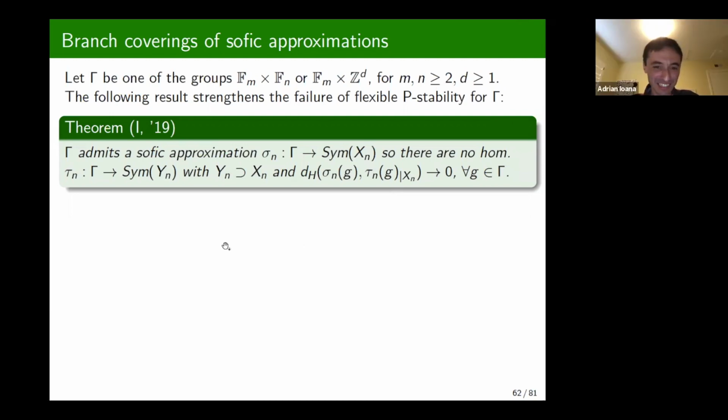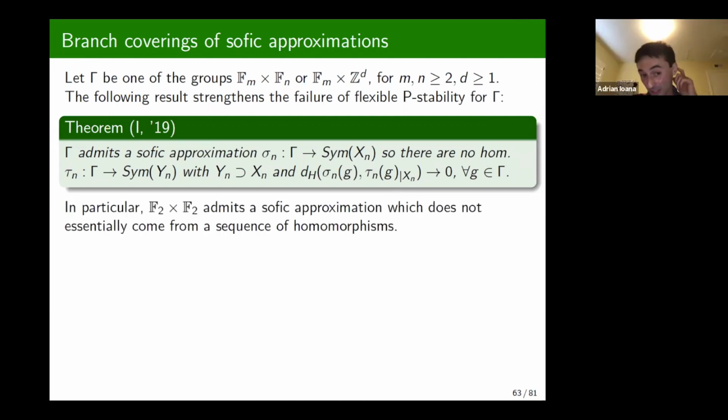All right, so in particular, what this tells you for F2 times F2, which is what I'll focus on from now on, is that F2 times F2 admits a Sophic approximation which doesn't come from a sequence of homomorphisms. So this is imprecise, but in particular, you can find a Sophic approximation of F2 times F2 such that there aren't homomorphisms to the same symmetric groups which are asymptotically close to the Sophic approximation.